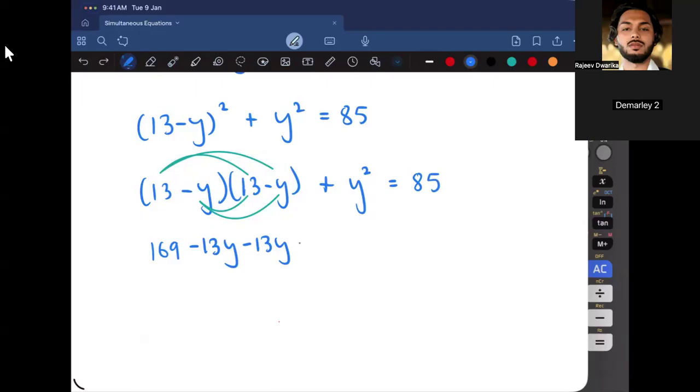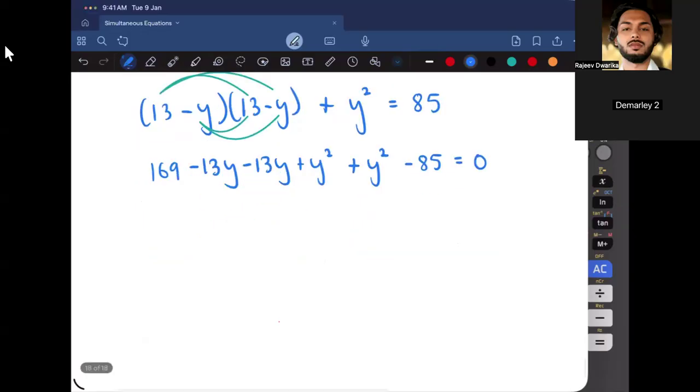Minus y squared. What is that negative by negative? Or positive y squared. Right. And I'm going to add y squared back here. Let me just move across the 85 one time. We know how that's going to play out. And so I have y squared plus y squared, I have negative 13y, and I have 169 minus 85.